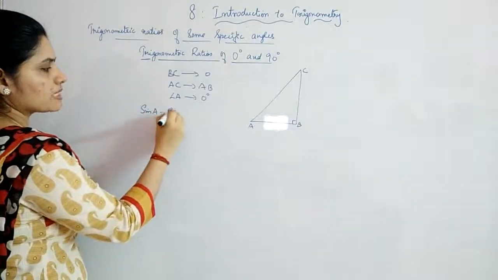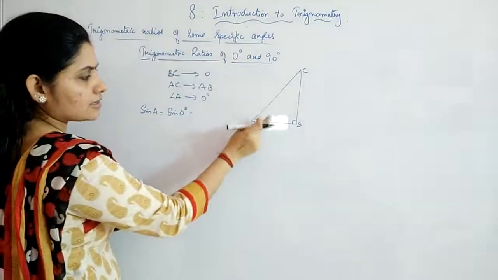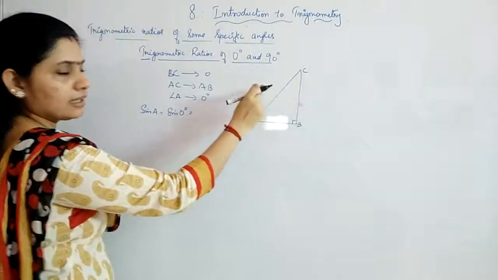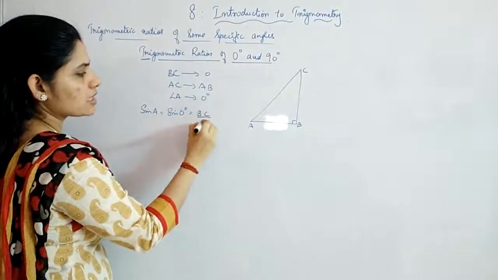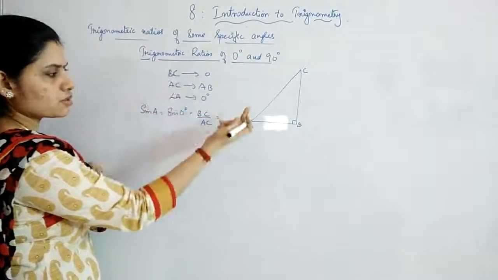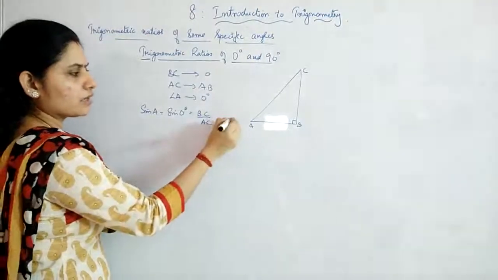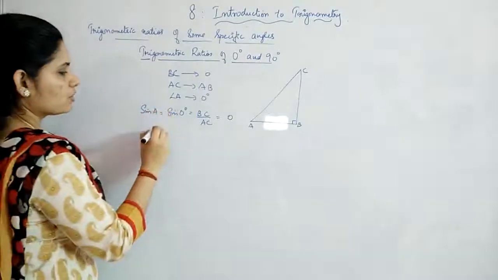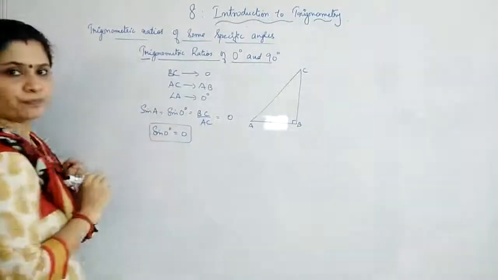Sine A means it will be the same as sine 0 degree. Again, sine is opposite side by hypotenuse. Opposite side is BC, hypotenuse is AC. Now BC is approaching 0, so the numerator is approaching 0, and whatever the denominator is, it will give you the value 0. So what you got? Sine 0 degree is equal to 0.